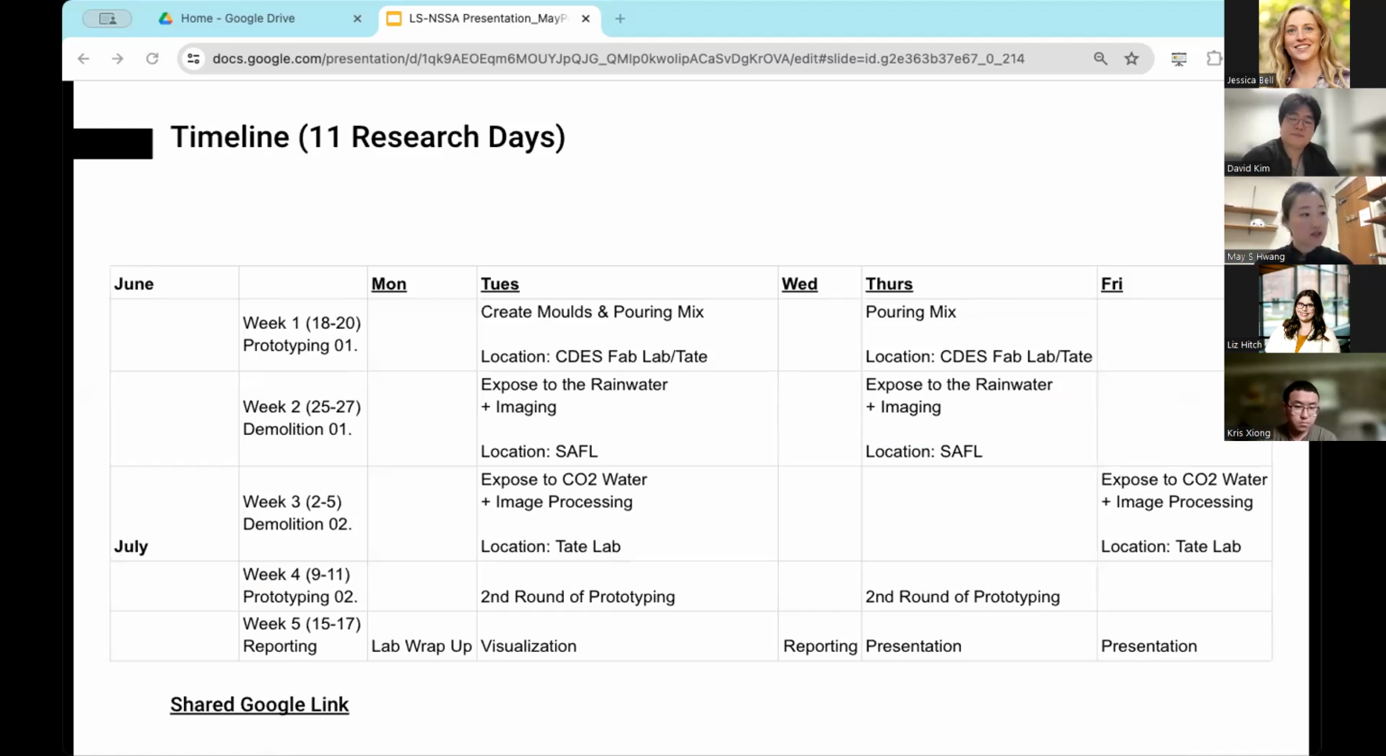Okay, so this is our timeline. For the first week, we'll create molds and pour our mix into the molds. Then in the second week, we'll be working with the rainwater simulator. In the third week, it'll be mostly image processing. I know I'm being ambitious, but I hope to do a second round of prototyping because these things are all about iterations after iterations. It's okay if we don't get to it, but if we do, that would be great. And then the last week will be dedicated to visualization, reporting, and prepping for the presentation.